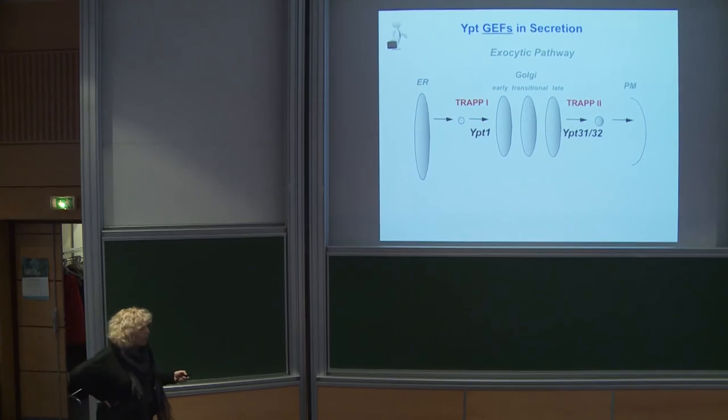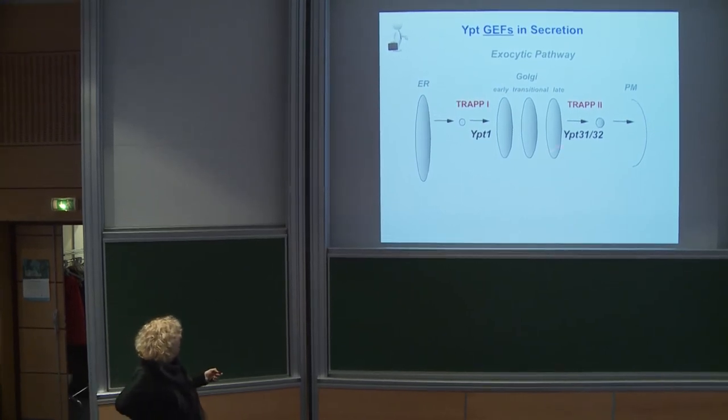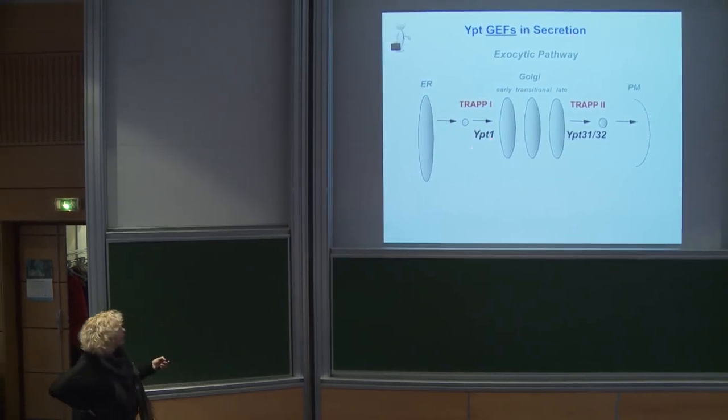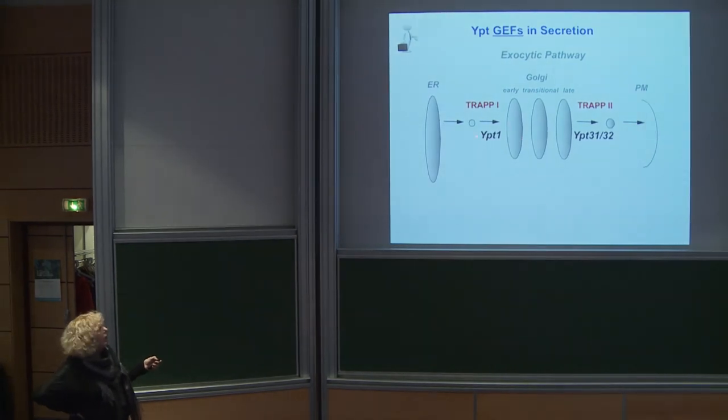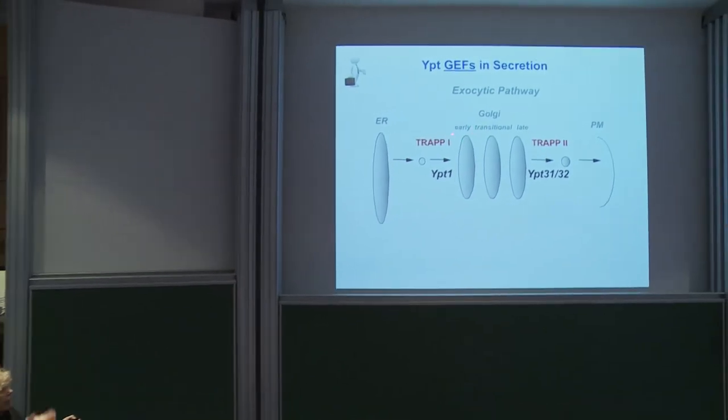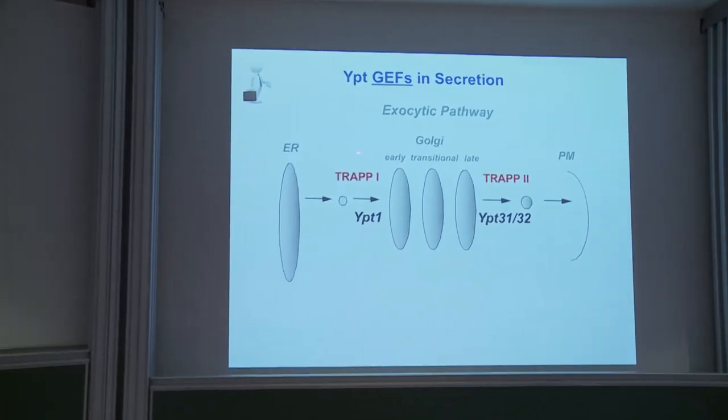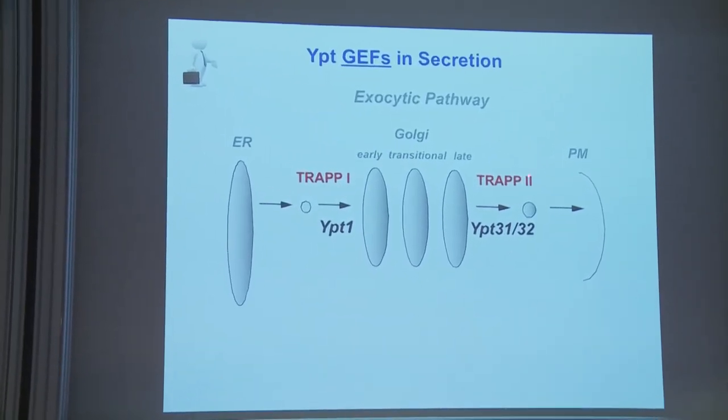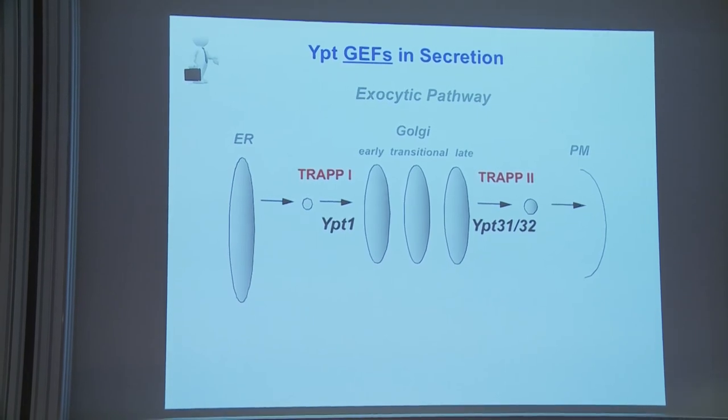So the question that we are asking now, this is for Alberto, is: we know that the YPTs are important for this system of maturation, and we are trying now to look at the GEFs for YPT1, TRAPP1, and the GEFs for YPT31, 32, to see if they also, first of all, to clarify that they really work in these steps, and also to see what they do to Golgi cisternal maturation.